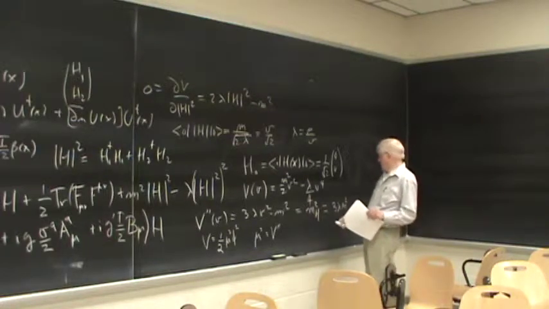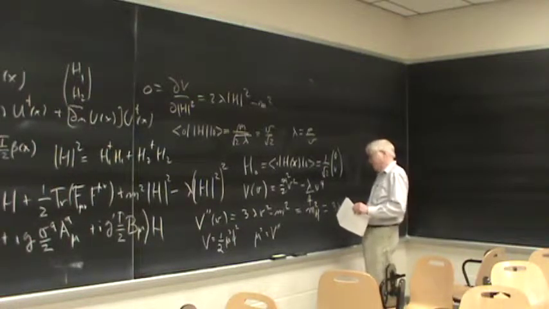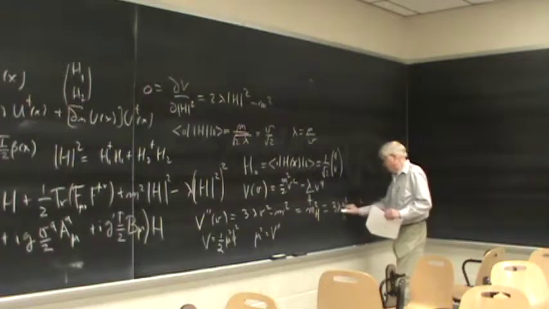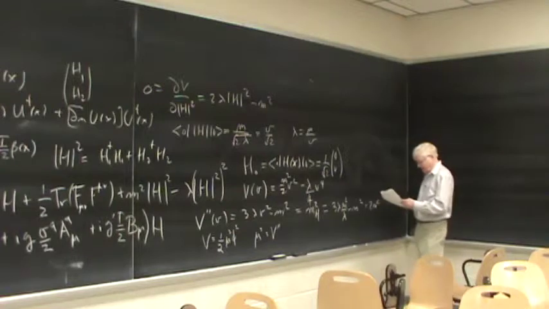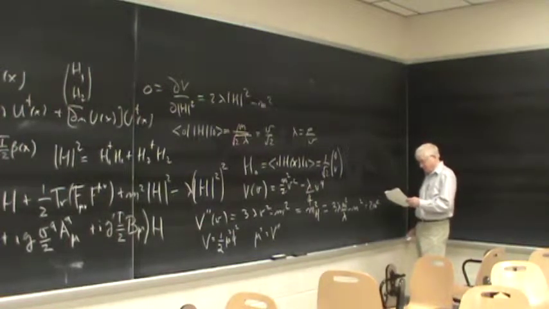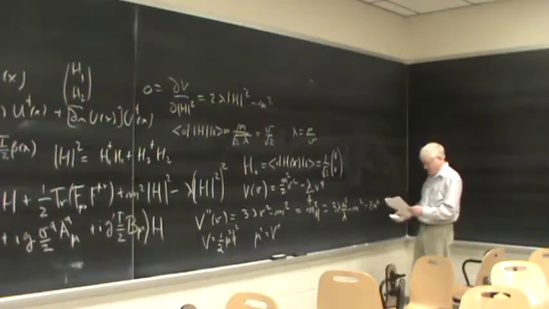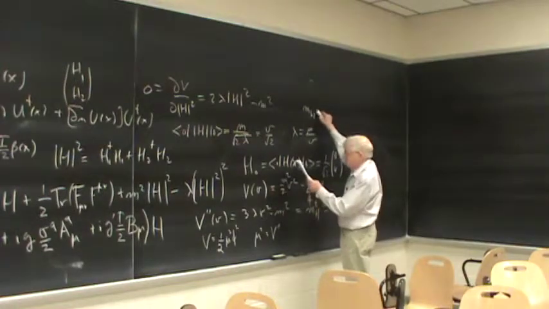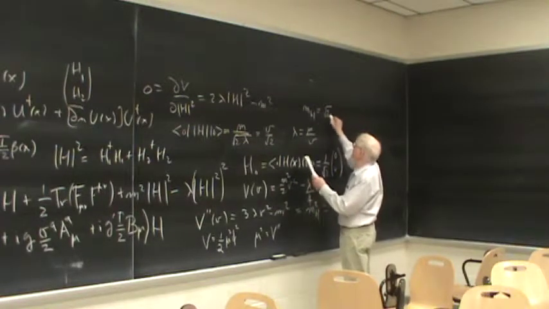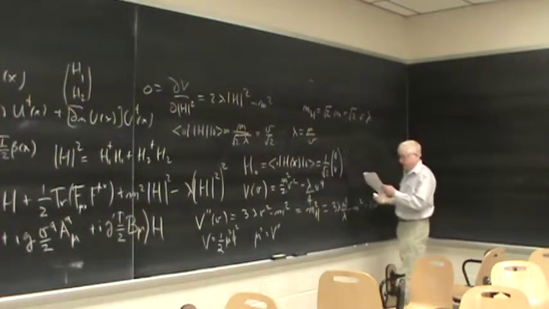And so v squared is m squared over lambda minus m squared, and that's 2m squared. And 2m squared is, let's see, what should I say? Well, 2m squared is mh squared. And so mh is then square root of 2 times m, which is square root of 2 times v times lambda.